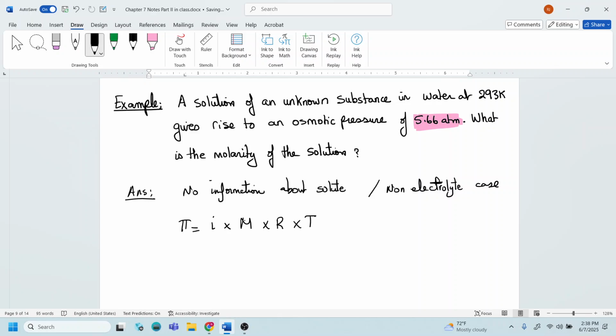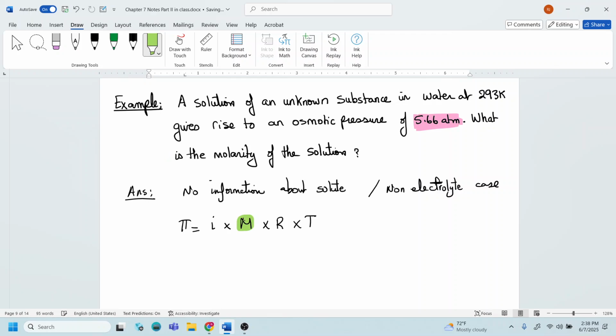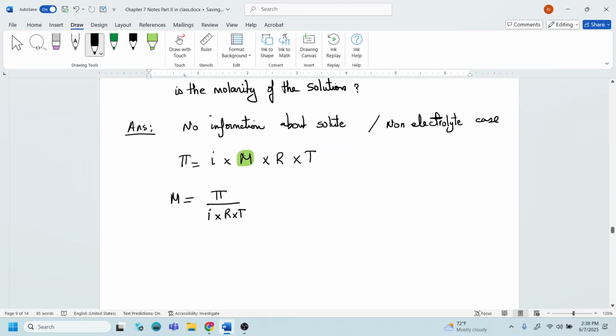So what do we want? We want the concentration. We want M. This is what we want in there. So let's make an equation for M. M is equal to pi divided by R times I times T. Okay? We can change the osmotic pressure from atmosphere to torr.